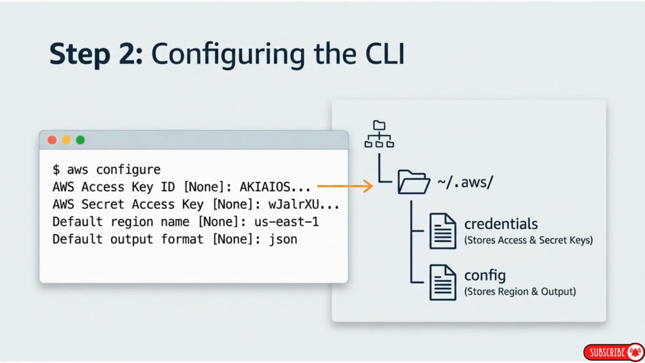After installing AWS CLI, the next step is configuration. Run aws configure. It will ask for access key ID, secret access key, default region, and output format. Region means where your AWS resources will be created, for example, us-east-1. Output format can be JSON, table, or text. After configuration, AWS stores credentials in the .aws/credentials file and region/output settings in the .aws/config file.